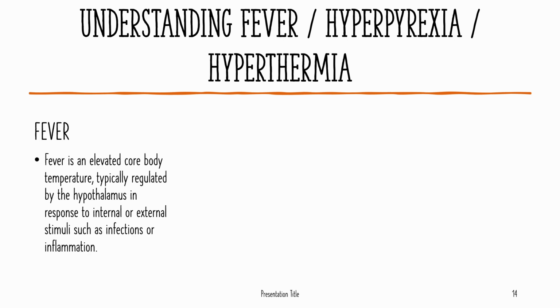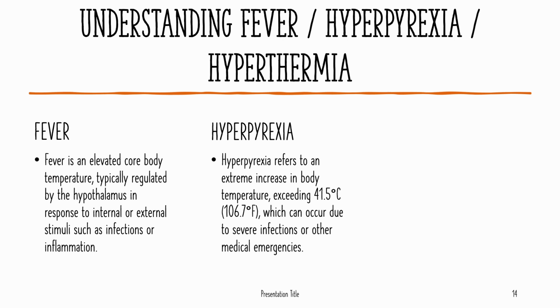Okay, so we have to understand what is fever, what is hyperpyrexia, and what is hyperthermia. So fever is a regulated rise in core body temperature. Okay, it is going to happen in conjunction with the set point rise. Hyperpyrexia is an extreme rise in temperature beyond 41.5 degrees Celsius, and it happens in situations where there is CNS hemorrhage or severe infection. Okay.